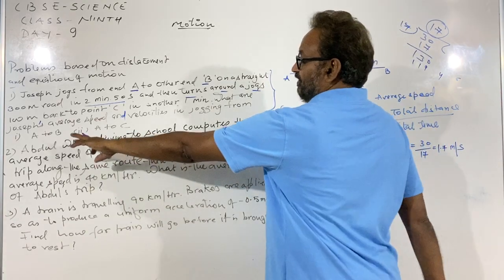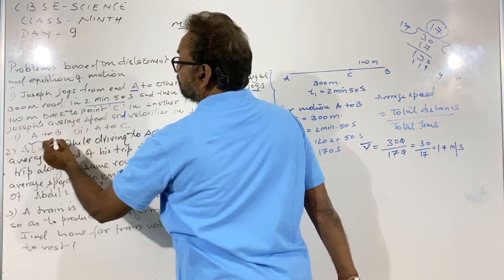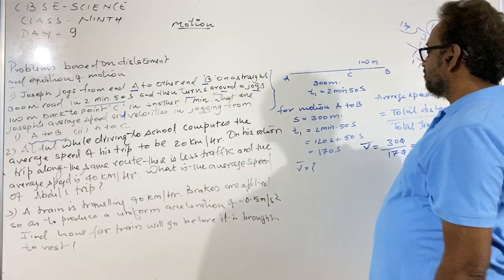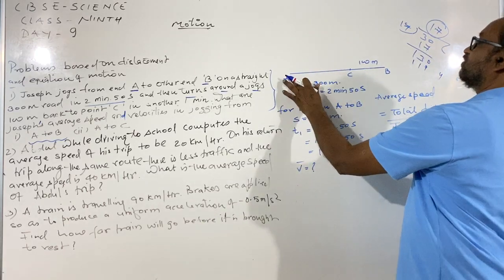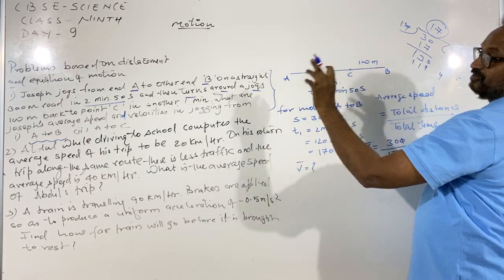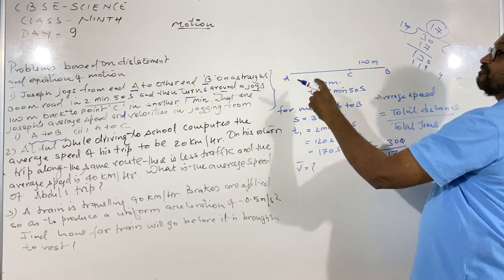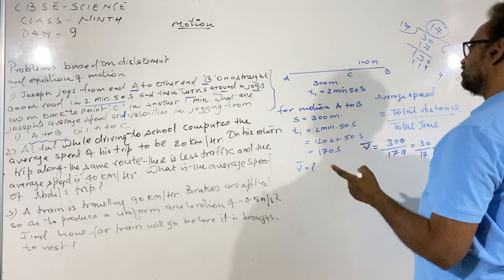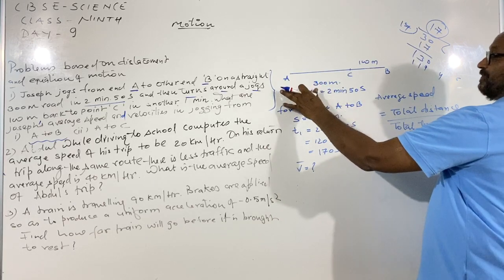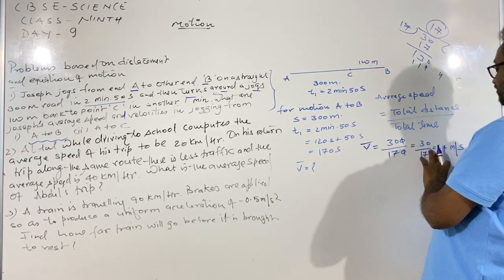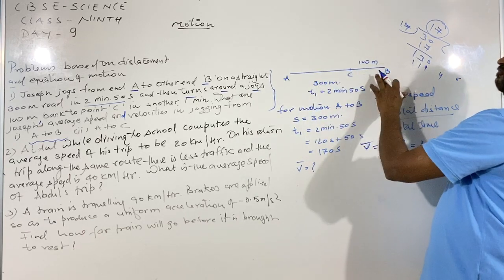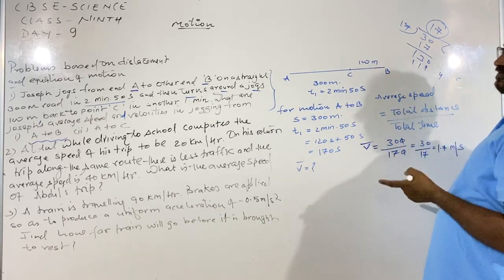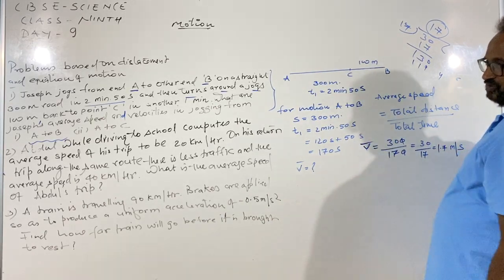Now average velocity from A to B. Since Joseph is jogging in a straight line, therefore the magnitude of the average speed will be equal to average velocity. So average velocity from A to B is also 1.7 meter per second, in the direction from A to B. So magnitude of the average speed and average velocity is same in this case.